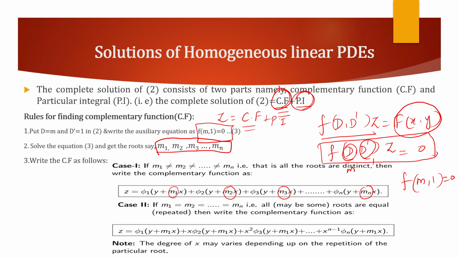Okay, so the complementary function takes this form, that is z is equal to phi 1 of y plus m1 x plus x into phi 2 of y plus m1 x plus x square into phi 3 of y plus m1 x, and so on, plus x power n minus 1 into phi n of y plus m1 x. What does this mean? If all the roots are equal to m1, it means we don't have distinct roots. We have only one root, so everywhere we replace it with m1. For the second term we multiply by x, and for the third term it is x square. Like that we write our general solution.